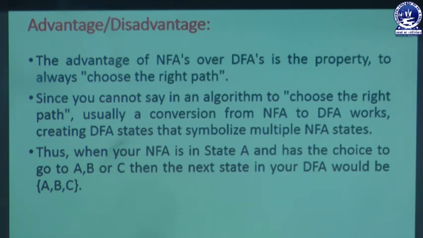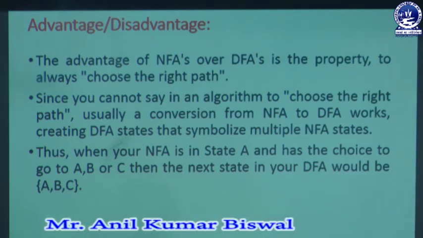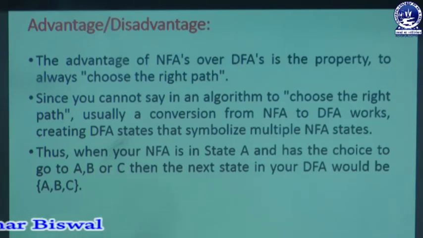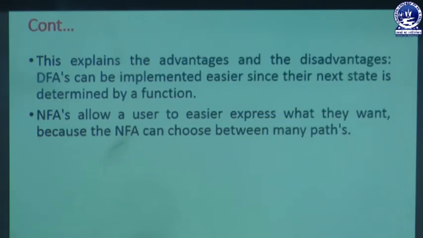So here we can say that finally when your NFA is in state A and has the choice to go to A, B or C, then the next state in your DFA would be A, B, C. So ABC is created from your NFA part whenever the user takes this NFA conversion section. If that diagram is not being created, in that moment we are getting a great error, because we never get the real consequence at the time of conversion.